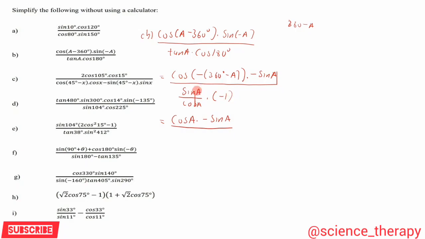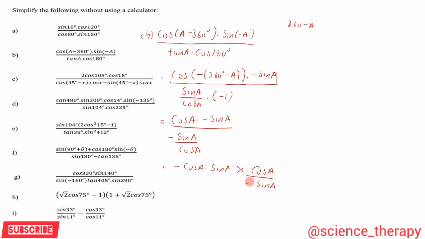So for this one we have sine A over cos A times negative 1, which will give us negative sine A over cos A. Now at this point we want to write it in a way that we can see what will cancel out here. So we have negative cos A and then times sine A. We can do the reciprocal for this one, whereby now we use the multiply sign and then say cos A over negative sine A.